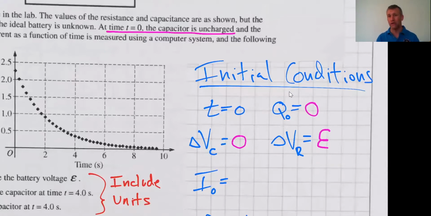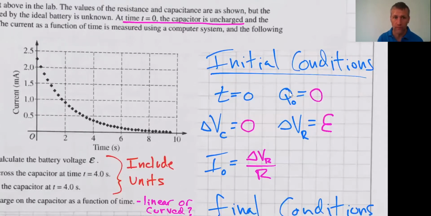And the initial current in this circuit is going to be the current through the resistor, and V equals IR. So if we rearrange V equals IR, we get I equals delta V of the resistor over R, V over R. And in this case, all of the voltage is over the resistor at the beginning, and they give us a graph of current. And so we can see what the current is at time 0, right? It's the y-intercept of that graph.